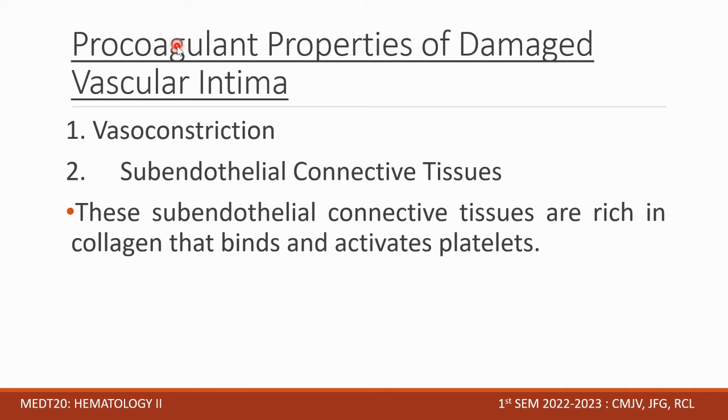We have number two, subendothelial connective tissues. These tissues are rich in collagen that binds and activates platelets. So again, collagen can activate the coagulation pathway. Okay? So once our blood vessels are damaged, the subendothelial connective tissue is exposed. So the blood is exposed to collagen, which will activate the coagulation pathway. And then also activates platelets.